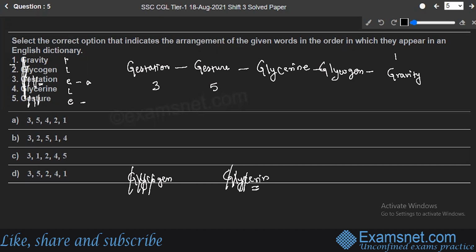So glycerin is at number 4, glycogen is at number 2, and gravity is at number 1. So the correct sequence is 3, 5, 4, 2, 1, which is option A. Hope you are clear with this. Then let's move to the next question.